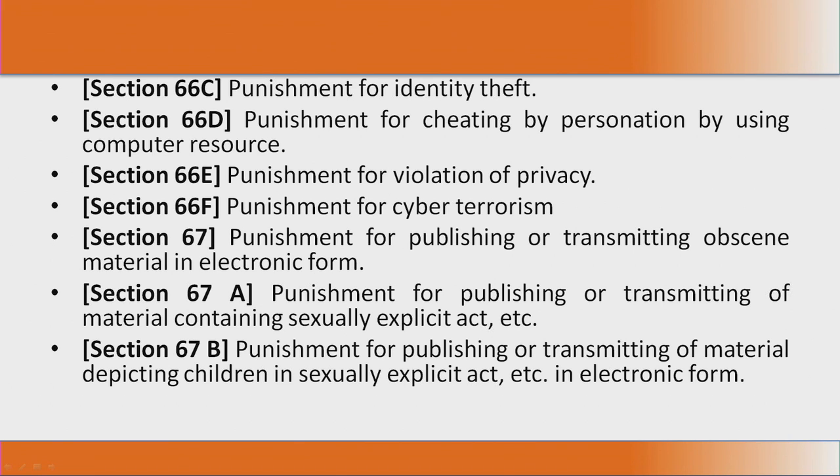66D is punishment for cheating by personation by using computer resources. Again, logically, if you are trying to masquerade as somebody else, that is covered here. Violation of privacy, this also we have read in the papers quite a lot. Invasion of privacy, so there is a punishment for that. 66F is cyber terrorism, cyber bullying, online predators, all of these are covered here.